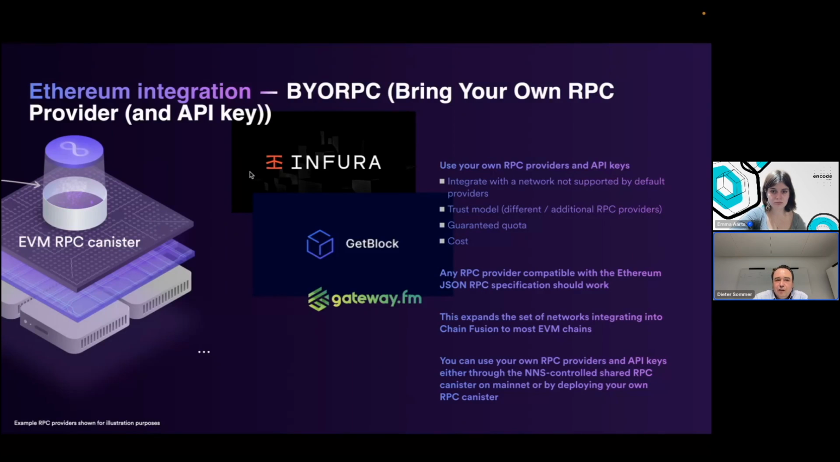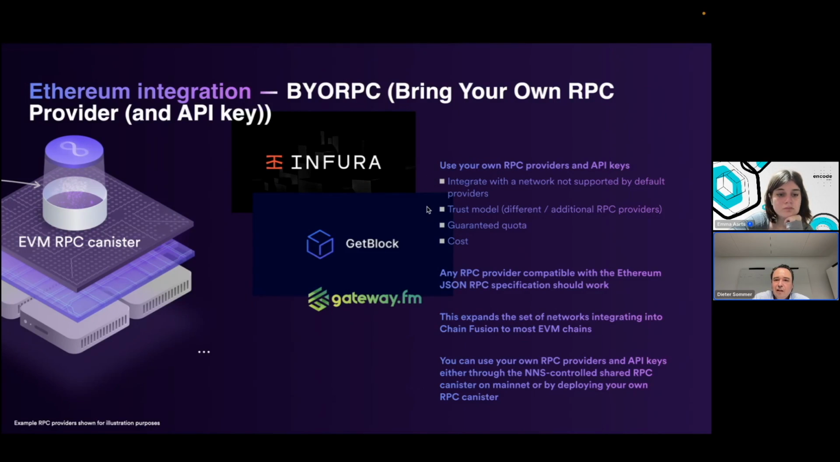What they need to do is to either use a provider that's completely open and publicly available, or they need to obtain an API key from those providers and then provide this API key and URL information of this provider with their call, and that's essentially it. So the reasons are really mainly to use your own RPC providers and API keys. The reasons are to integrate with networks not supported by the default providers shown before.